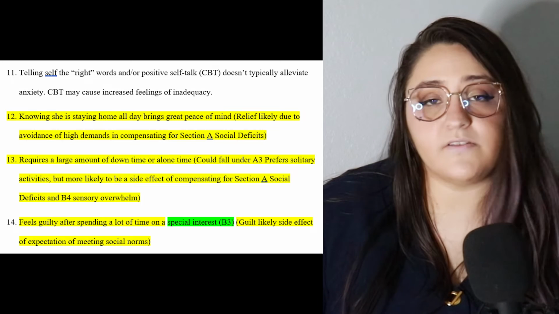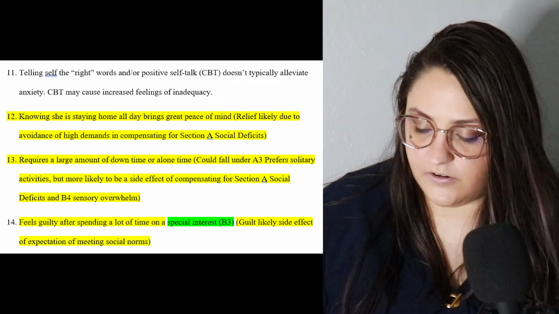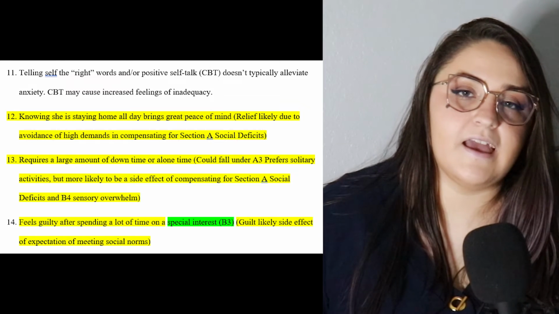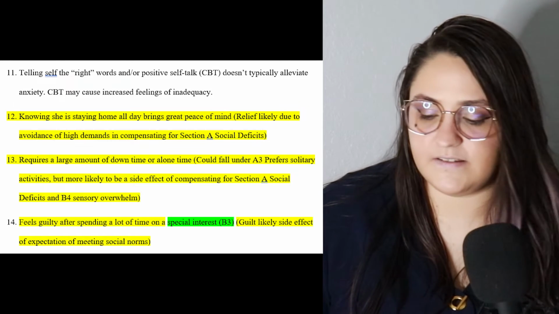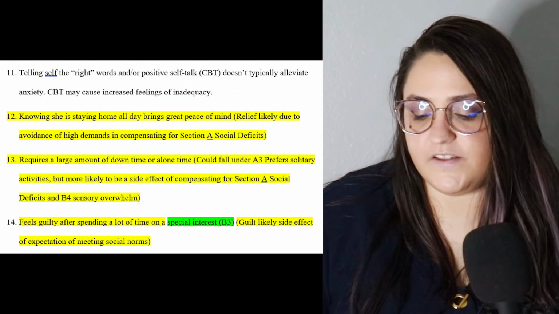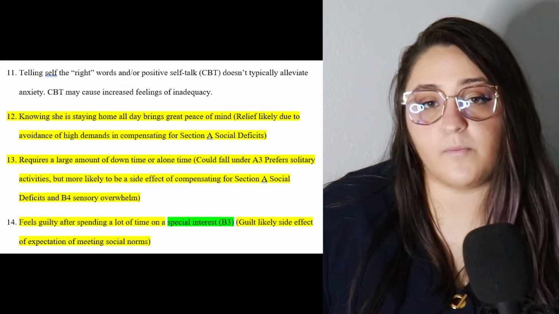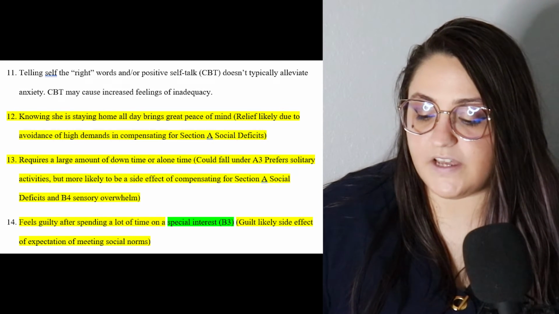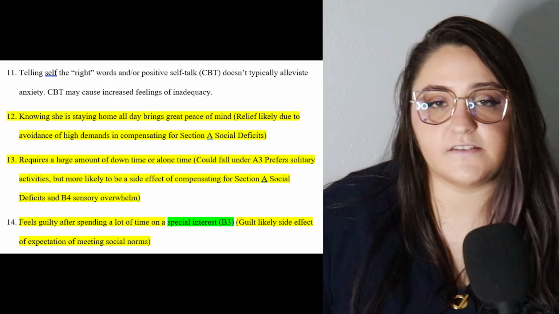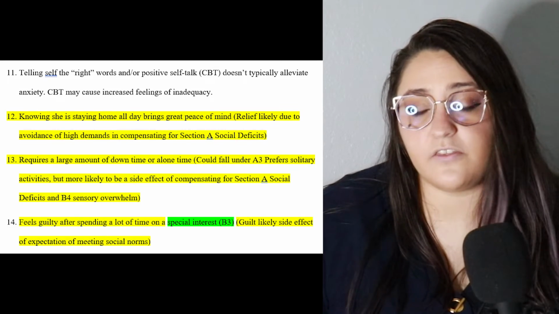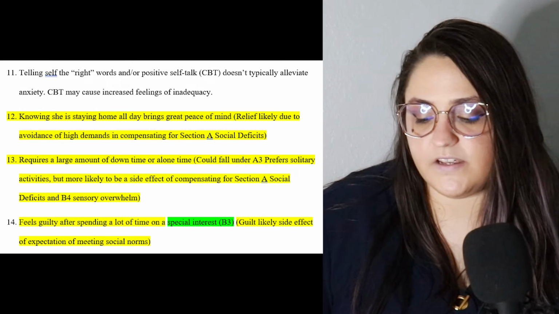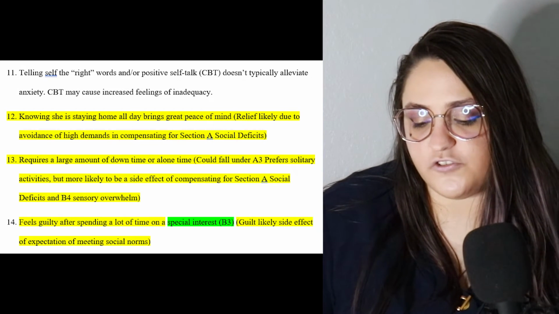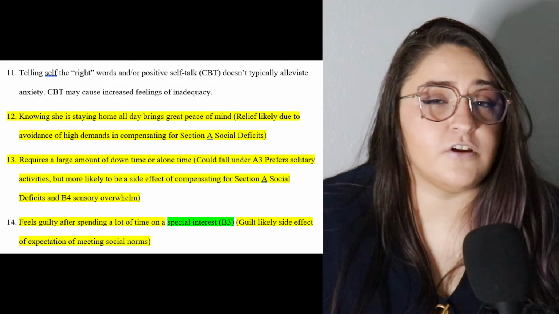I did not have anything that really would fit that criteria-wise. Knowing she's staying home all day brings great peace of mind. Again, very similar to the other ones. Yellow because the relief is likely due to the avoidance of the high demands for compensating Section A social deficits. Requires a large amount of time or alone time. I feel like this needs to be yellow because it could fall under A3, prefers solitary activities, but it's more likely to be an effect of compensating for Section A social deficits, and B4, sensory overwhelm.